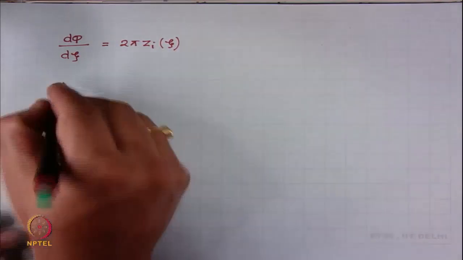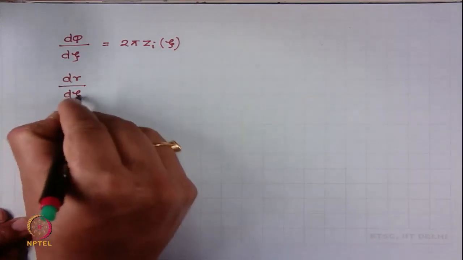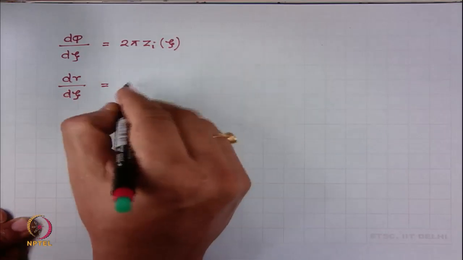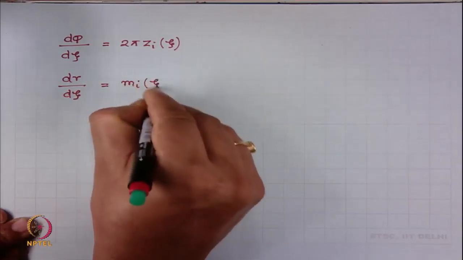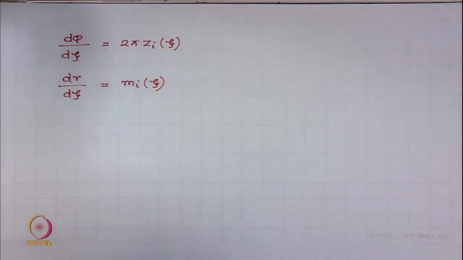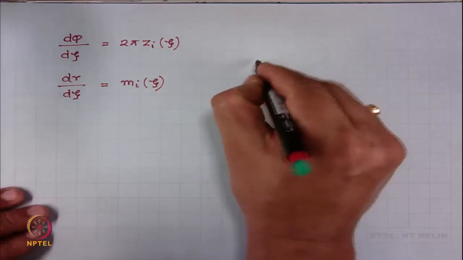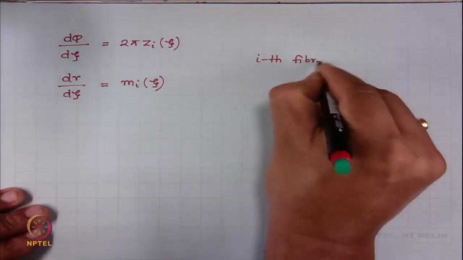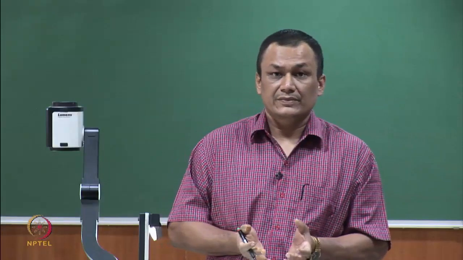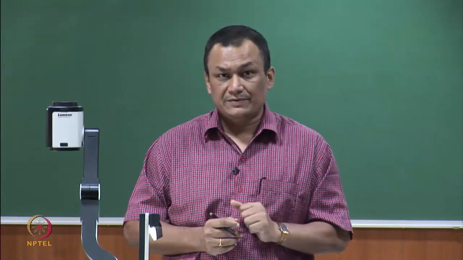Second function is dr by d zeta, which is equal to this. This I represent ith fiber. There are many fibers inside the yarn. Let us take one general fiber, say ith fiber.